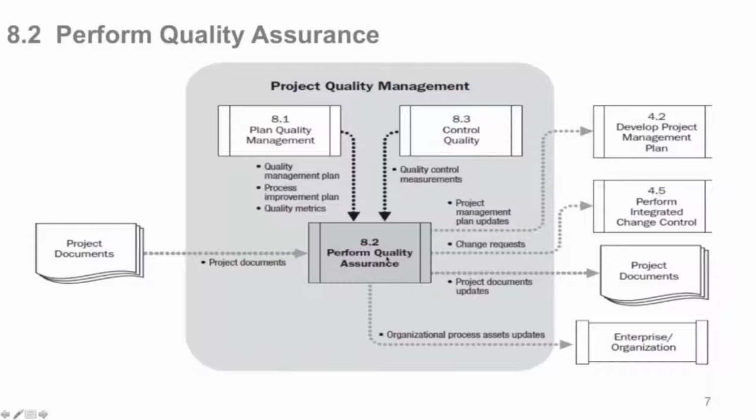And the primary result is change requests to make improvements, particularly to your processes or also to your process improvement plan. That would be a project management plan update, by the way. The process improvement plan is just a component of that. Other adjustments come from change requests.